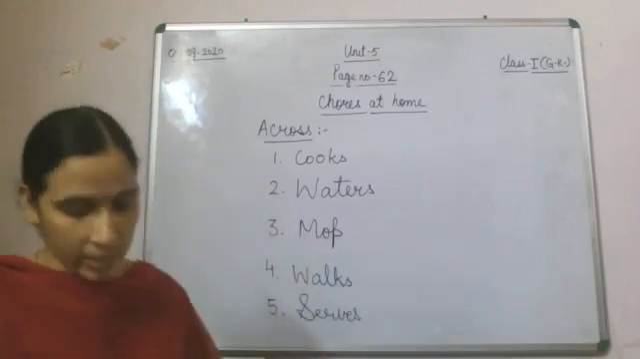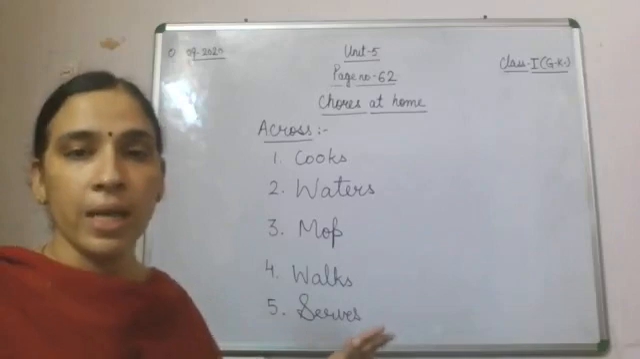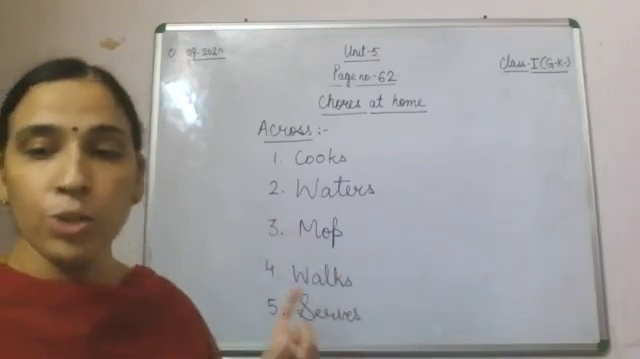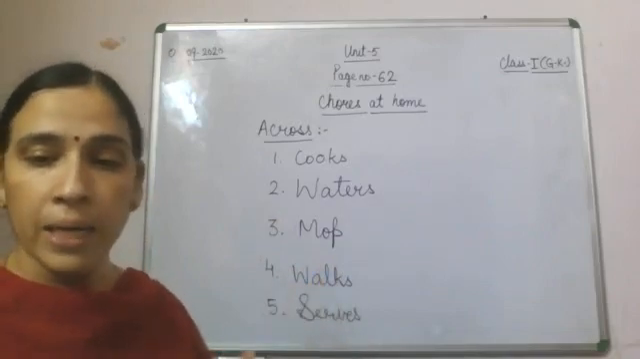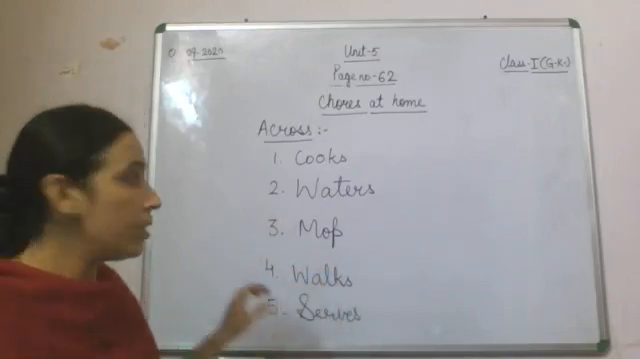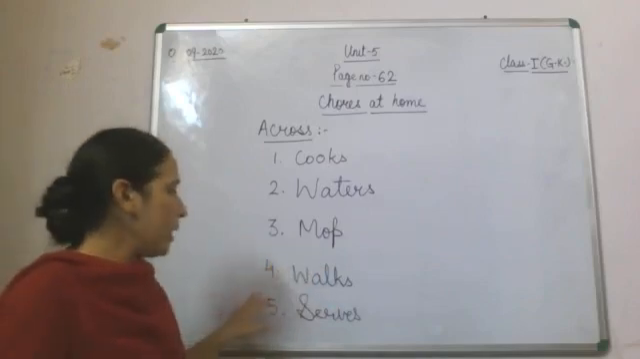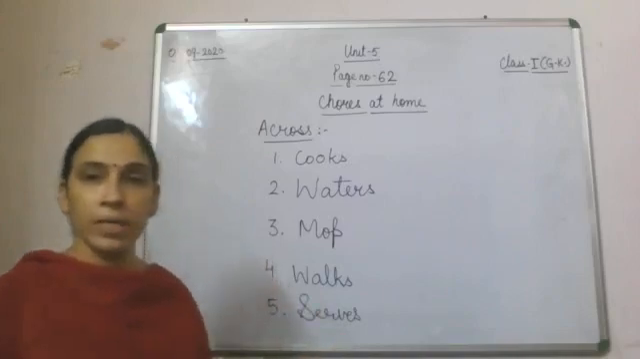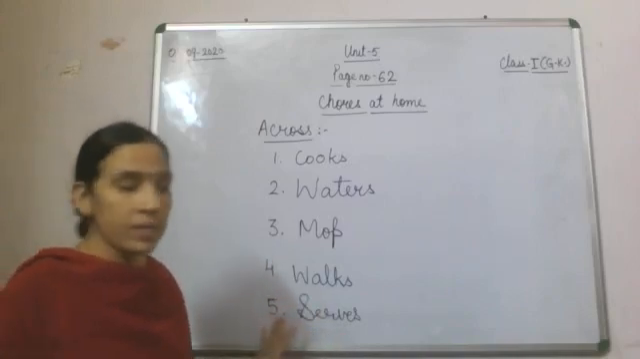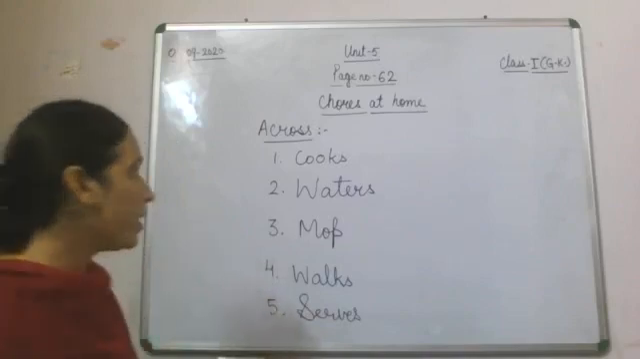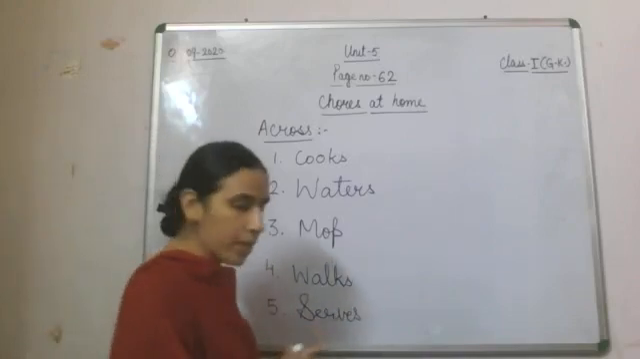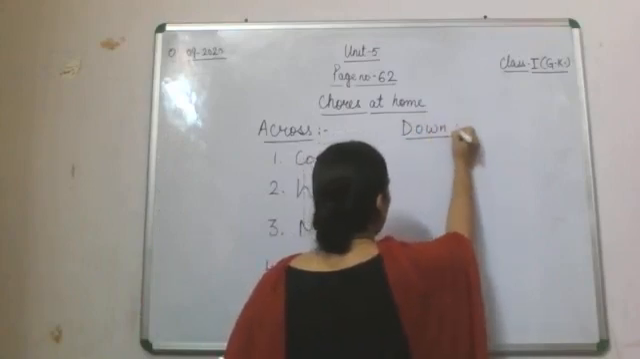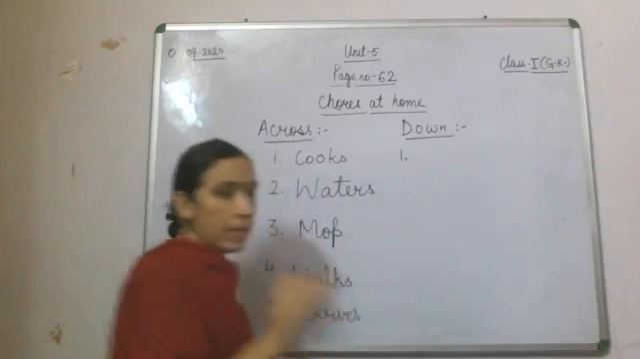What we have learned here in across, different words like a mother usually cooks the meal. Then every morning Suzanne waters the plant. Then Betty and her brother John take turns to mop the floor. Then Ron walks to the park with his dog. Then father always serves the dinner. Now it's turn to come down. Now across we have done, now we'll come to down. Now in down also we will find out different hints and then we can finish it.